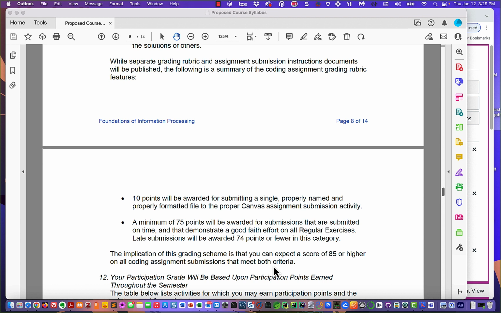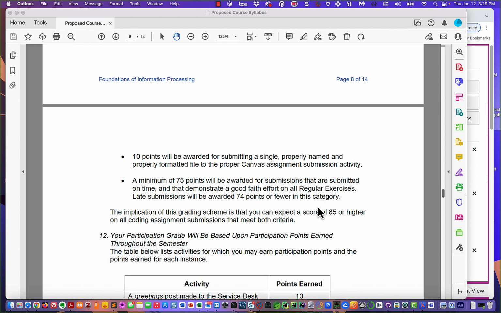If you hand it in late, you can't get more than an 84. If you hand in a file that's improperly named and or organized, well, there's no way to get more than 90 because you've left 10 points on the table. Okay, we're trying to help you, and we want you to help us because we have a lot of things to grade.